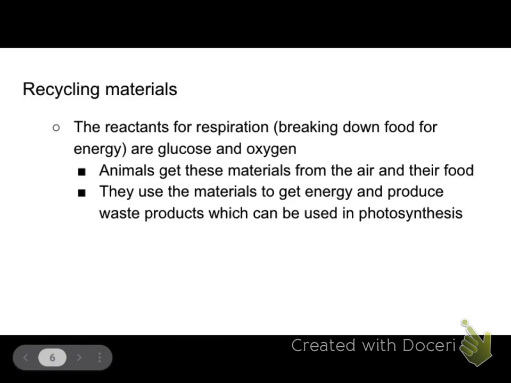Then they use those materials to get energy, and they produce waste products of carbon dioxide and water, which can be used by photosynthesis. So these two, respiration and photosynthesis, form a nice big circle. What respiration produces, photosynthesis uses. What photosynthesis produces, respiration uses. So that is the answer to our bell ringer. That's the connection between the products of respiration and the reactants, or the raw materials, of photosynthesis.